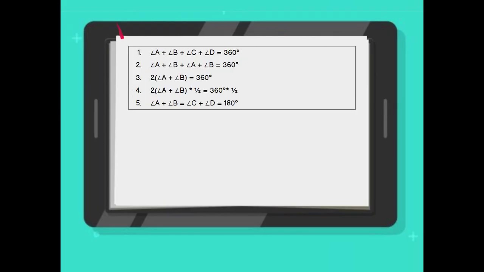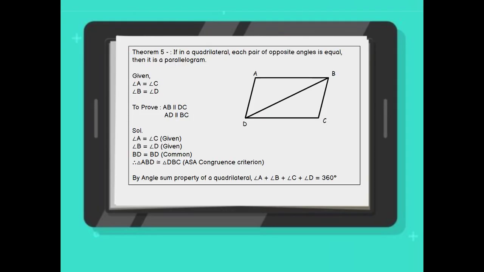But the question is, I proved this much, but I didn't get how AB is parallel to DC. I got that too. How? When I say these two triangles are congruent, I can say that angle ABD is equal to angle DBC. Why? Because by CPCT, by corresponding parts of congruent triangles, I can say it.